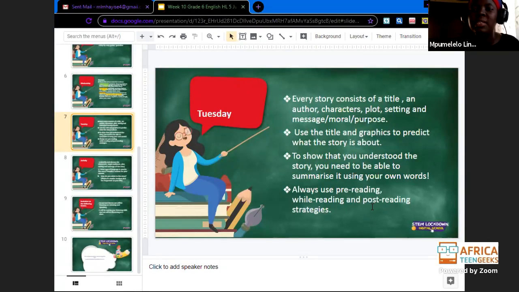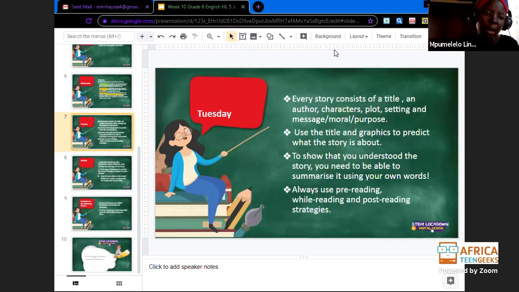You should be able to summarize the whole story and you should be able to answer questions based on the story. So, do you guys understand this part? Indicate on the chat if you understand. Okay, well done.